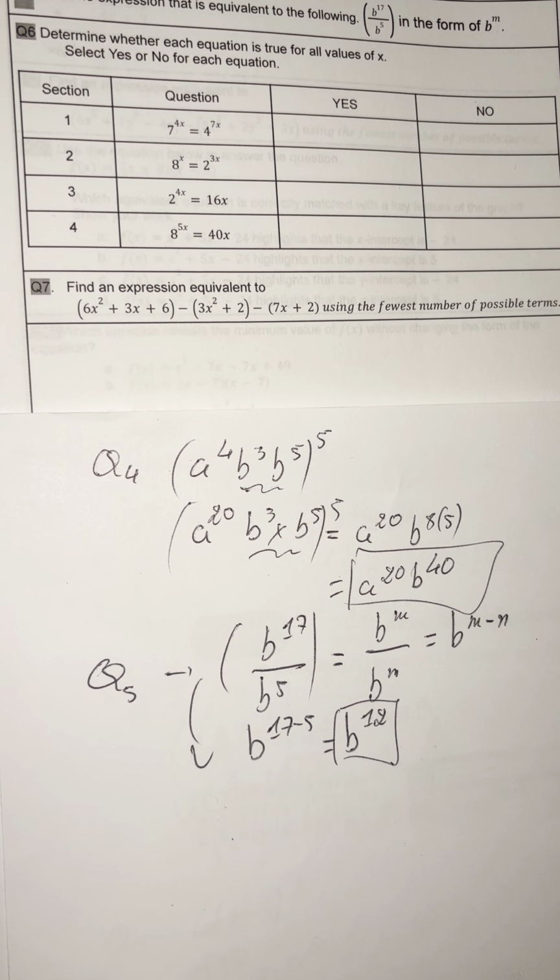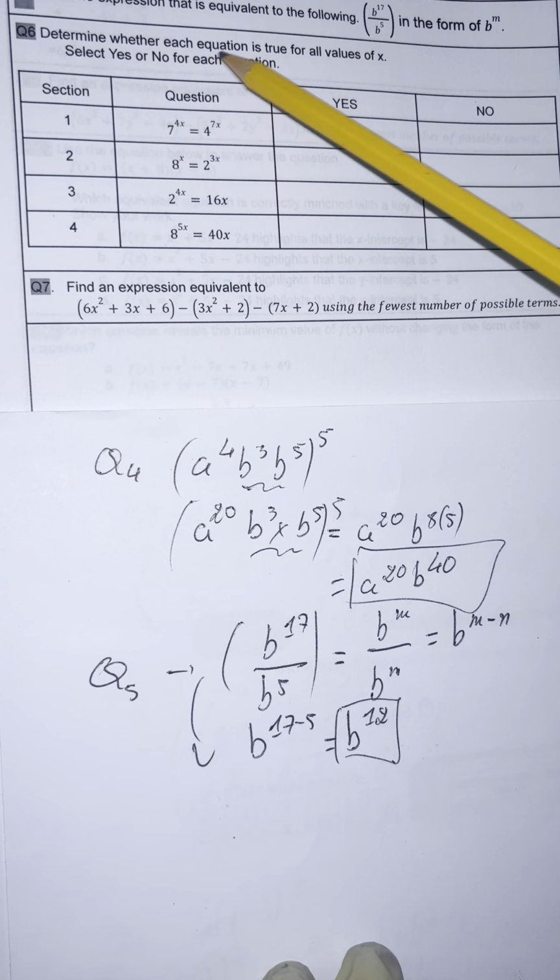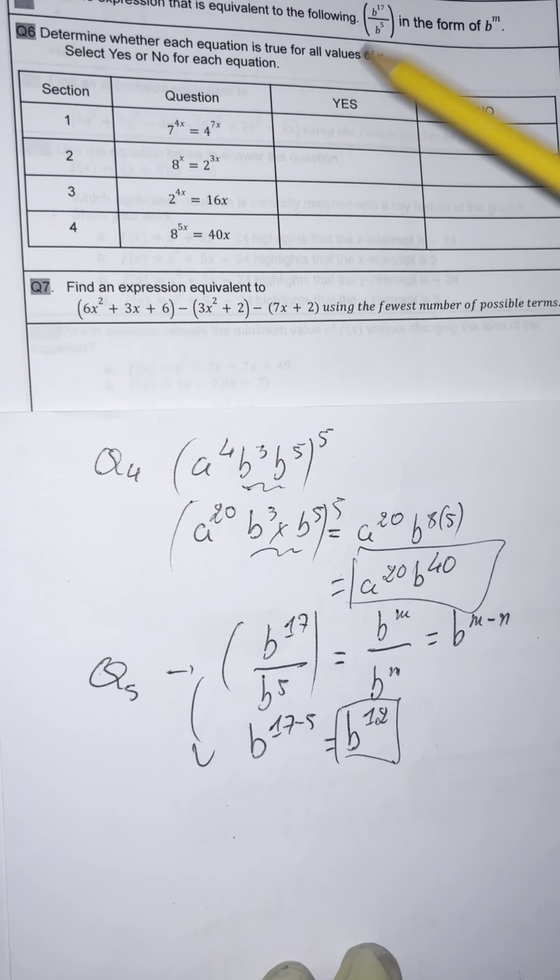Alright, so we're moving on to the Algebra 2 SBAC practice sample. We're going to move on to question number 6. We could just do it in here, to not waste any paper. They say determine whether each equation is true for all values of x. Select yes or no for each equation. That should be pretty simple, right?